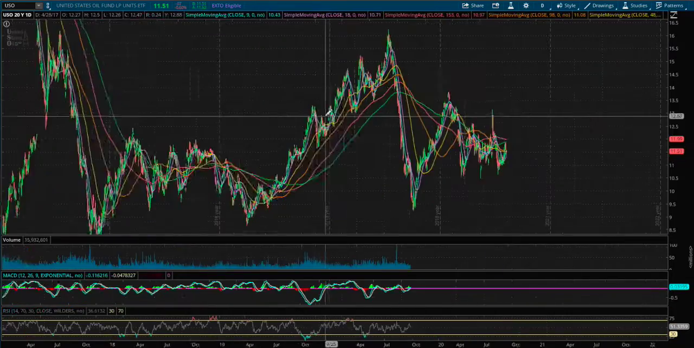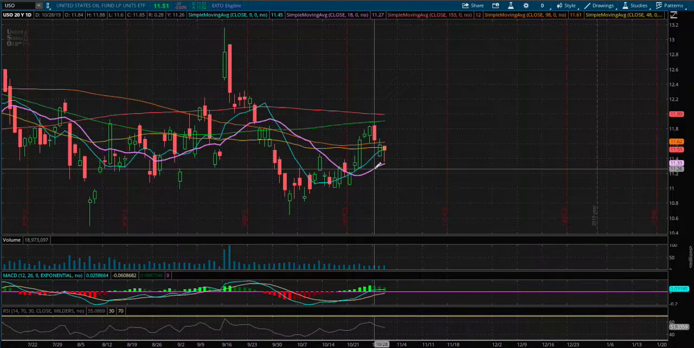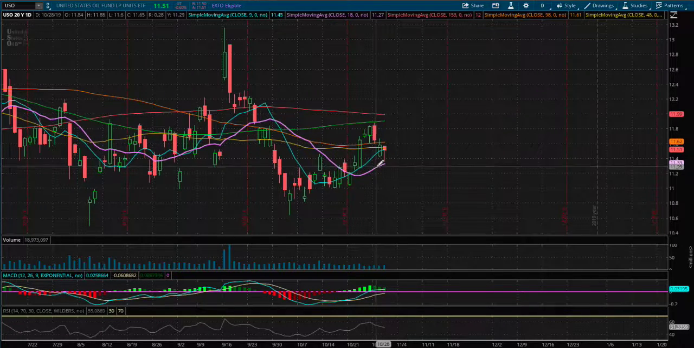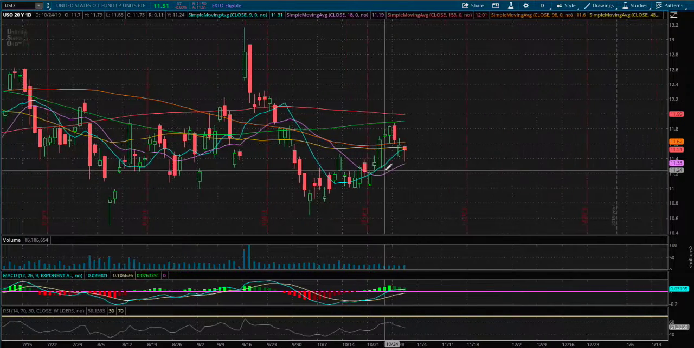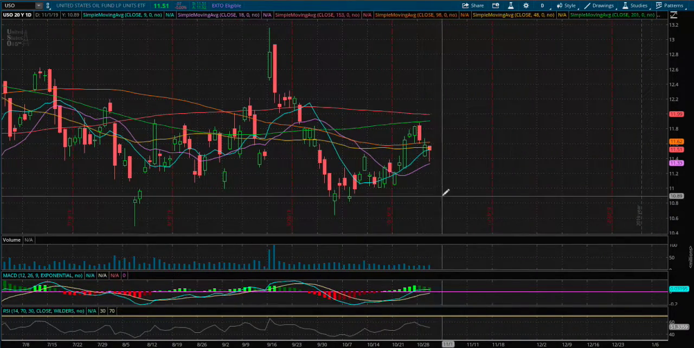On the daily chart, we are approaching a possible support on the 18-day moving average, this purple line. So that is a possibility where we may stop in this short-term downward slope. And on the daily MACD, we approach positive.